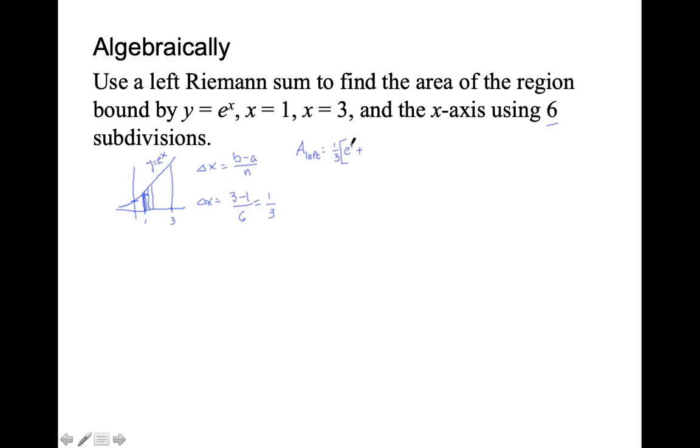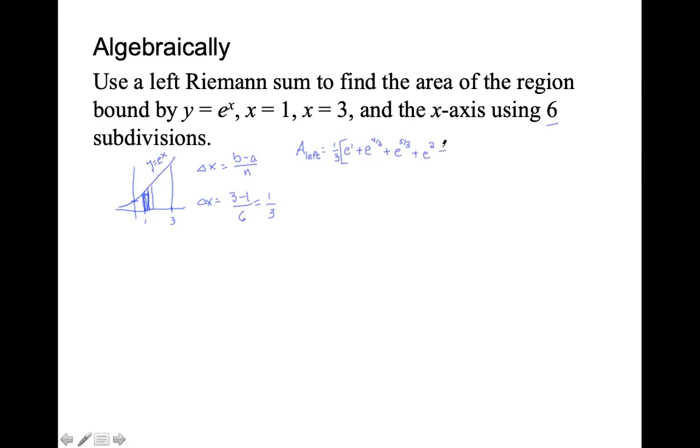again, the width is already 1/3. So if I'm at 1 and I go up 1/3 from 1 to get to this next subinterval, 1 plus 1/3 would be 1 1/3 or 4/3. So the next height is going to be e to the 4/3. Okay, I keep going. 4/3 plus 1/3 to get to my next rectangle is going to be e to the 5/3. Plus, keep going, e to the 6/3, which is 2.